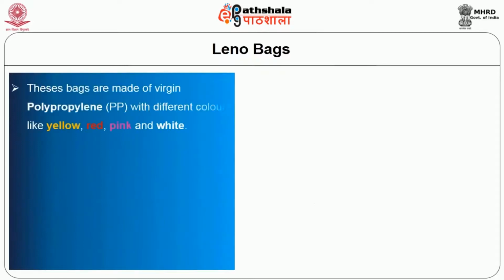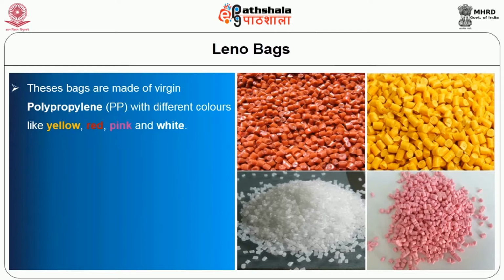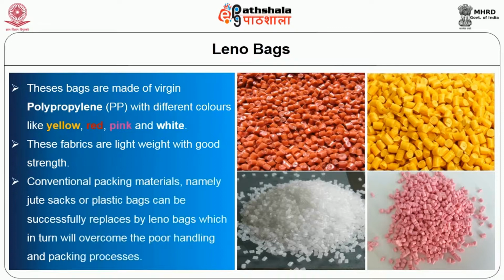These bags are made of virgin polypropylene with different colors like yellow, red, pink and white. These fabrics are lightweight with good strength. Conventional packing material, namely jute sacks or plastic bags, can be successfully replaced with this. In turn, it will overcome the poor handling and packing process.